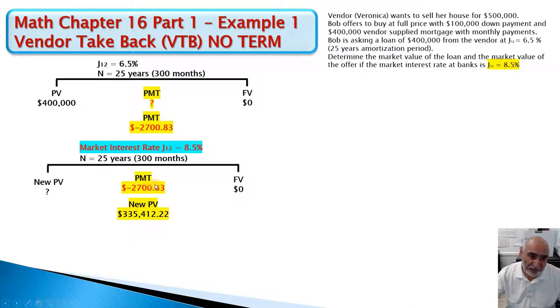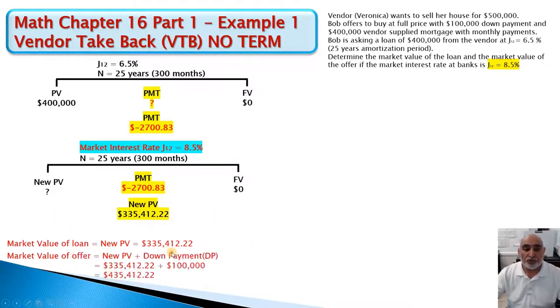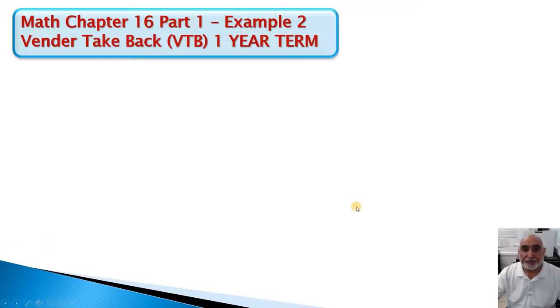Okay. Some exam questions will just give you the payment. Let's say it had said here that the payment would be $2,700.83 in one more sentence, then we wouldn't be doing anything in the first diagram. Okay. So the market value of the loan is your new PV, which is $335,000, and the market value of the offer is your new PV plus the down payment of $100,000. Great. Let's do another question.